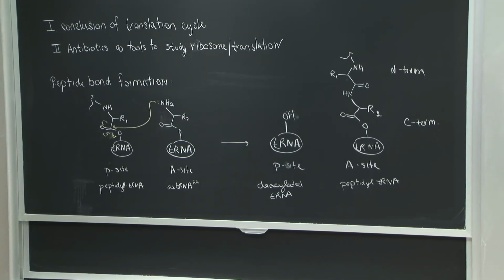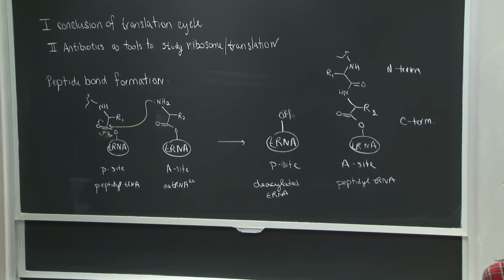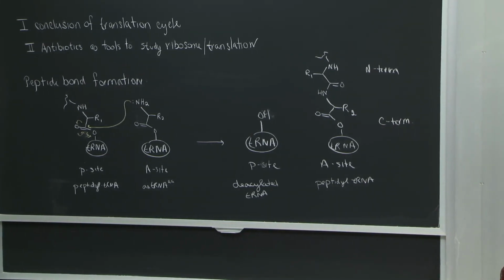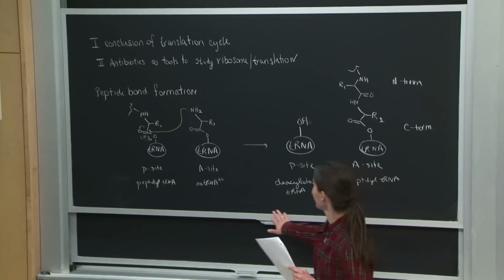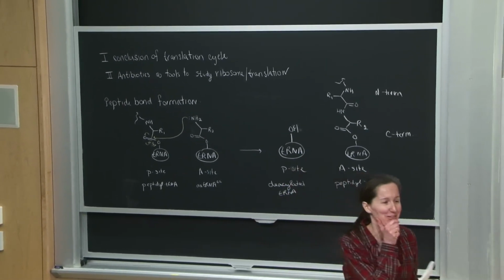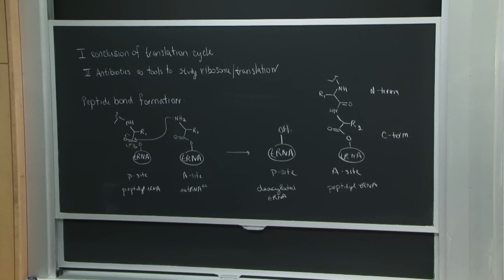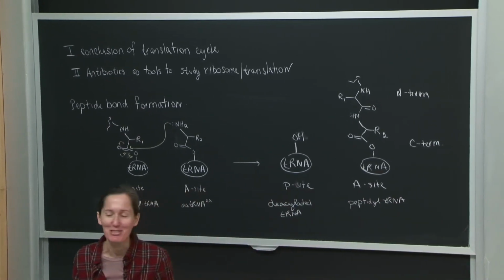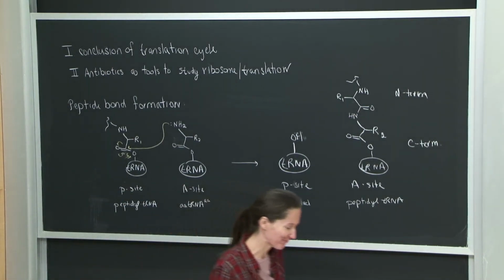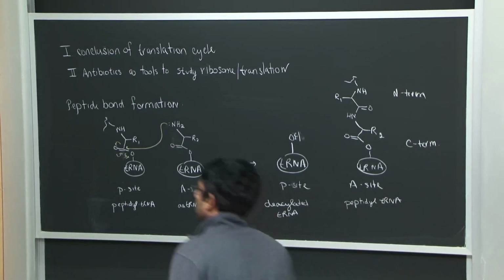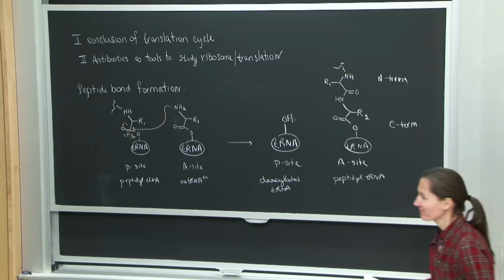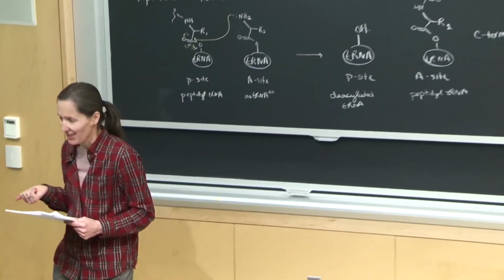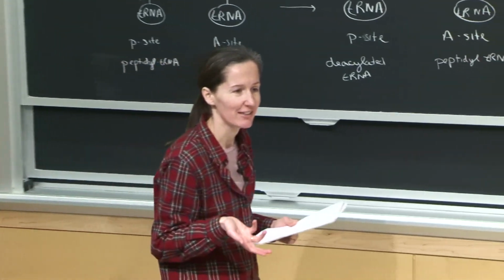So what is the mechanism of catalysis here? What do we know? We know from looking at the structure that the ribosome is a ribozyme, so no proteins in the catalytic center. What else do we know? There are no metal ions there, and there's no covalent catalysis.